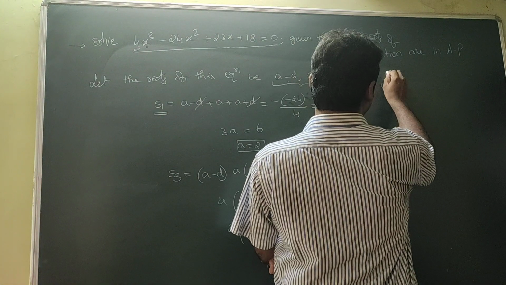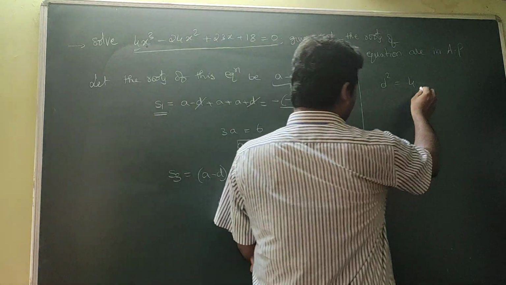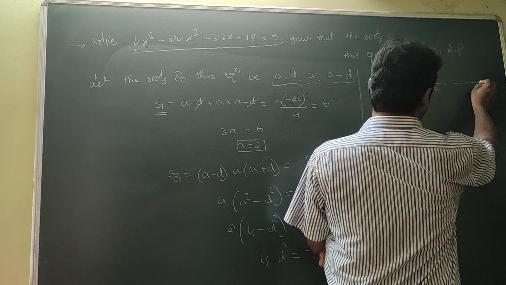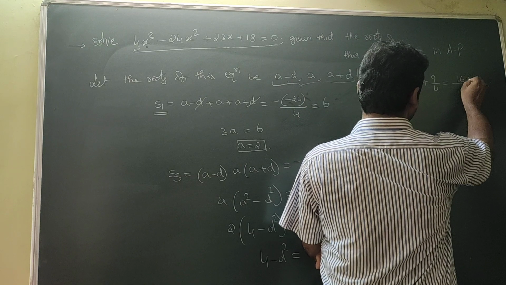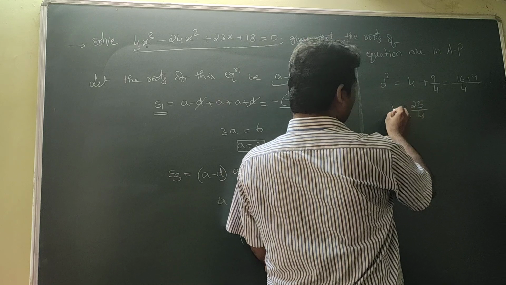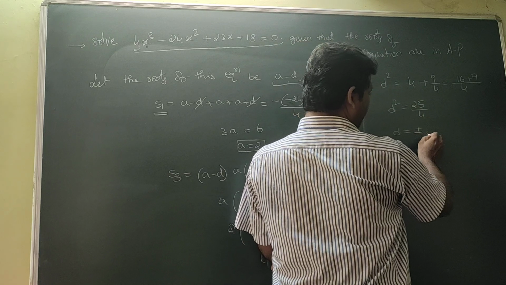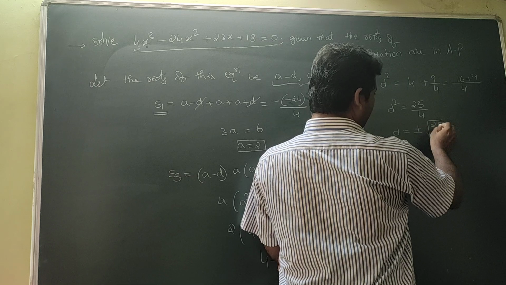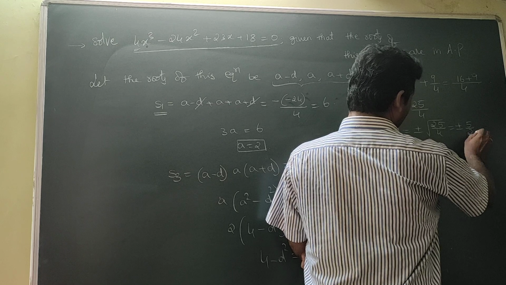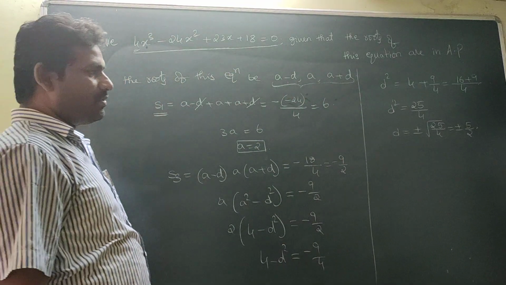Then D square equal to 4, this minus will come this way, plus 4 plus 9 by 4. Take the LCM. 16 plus 9 is 25 by 4. D square equal to 25 by 4. D equal to plus or minus square root of 25 by 4, equal to plus or minus 5 by 2. So D equal to plus or minus 5 by 2.